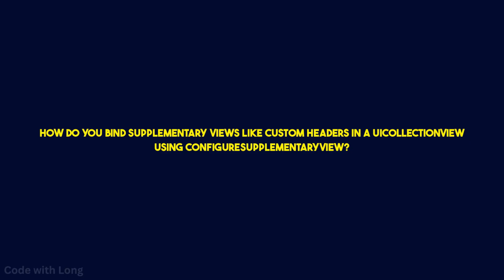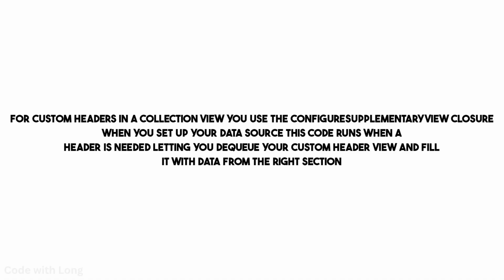How do you bind supplementary views, like custom headers, in a UI collection view using Configure Supplementary View? For custom headers in a collection view, you use the Configure Supplementary View closure when you set up your data source. This code runs when a header is needed, letting you dequeue your custom header view and fill it with data from the right section.